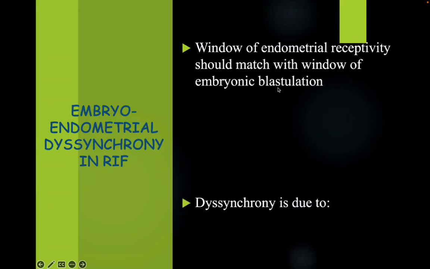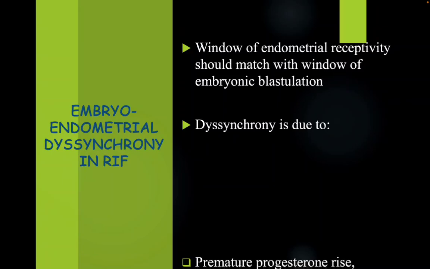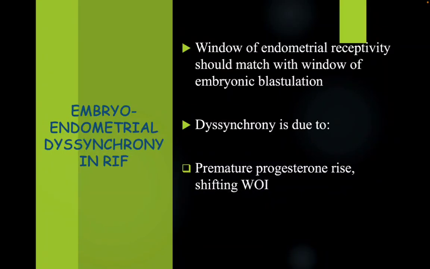Okay, so dysynchrony might be due to premature progesterone rise. Premature progesterone rise will make the window of implantation earlier. The endometrium will open up that window of implantation earlier, but by that time the blastulation would not have happened. Like we always see on the day of oocyte retrieval, when we give the trigger, on that day we check the progesterone levels. So if the progesterone comes high, we do not transfer in that cycle.